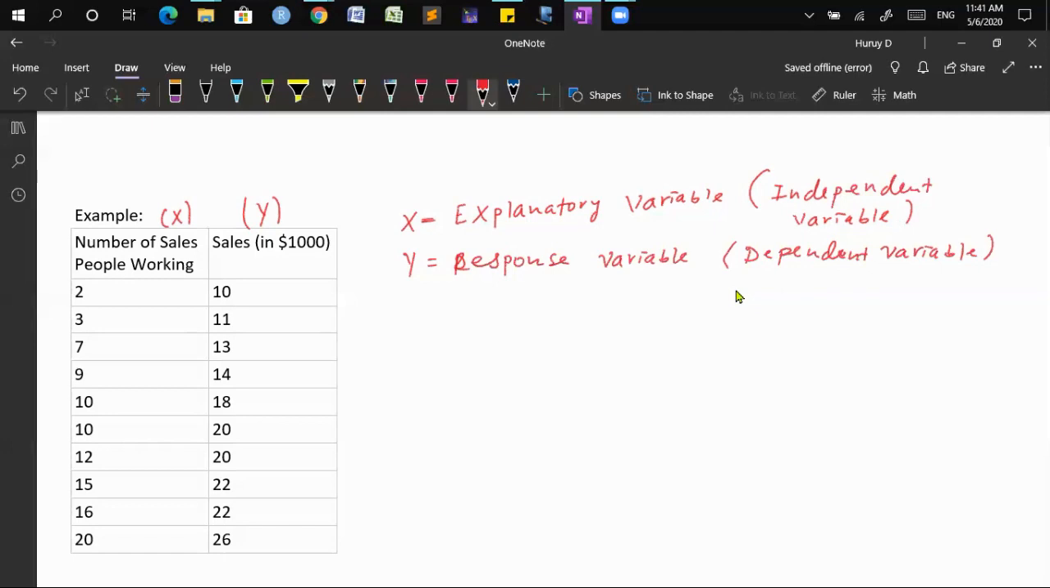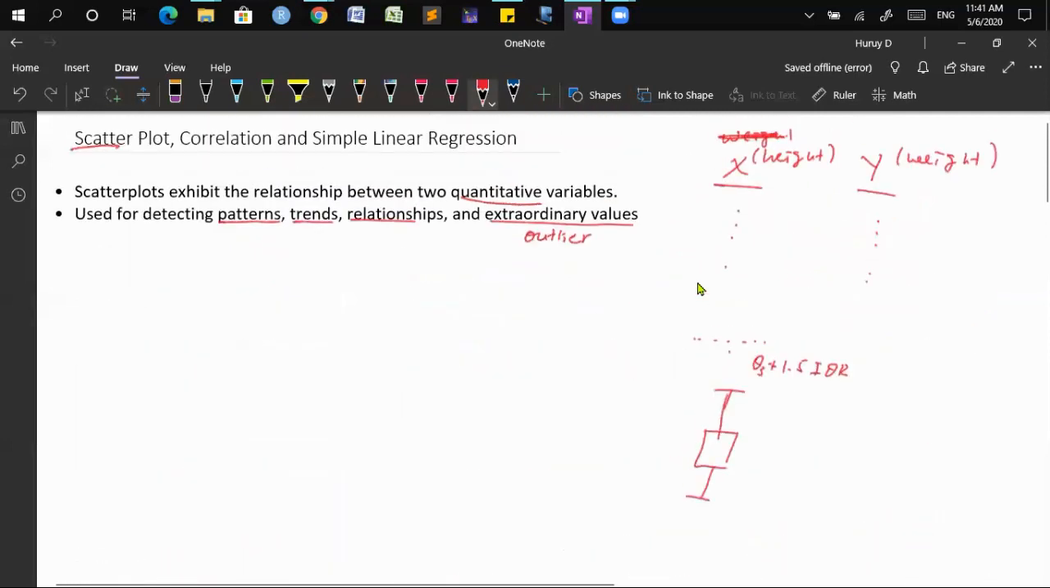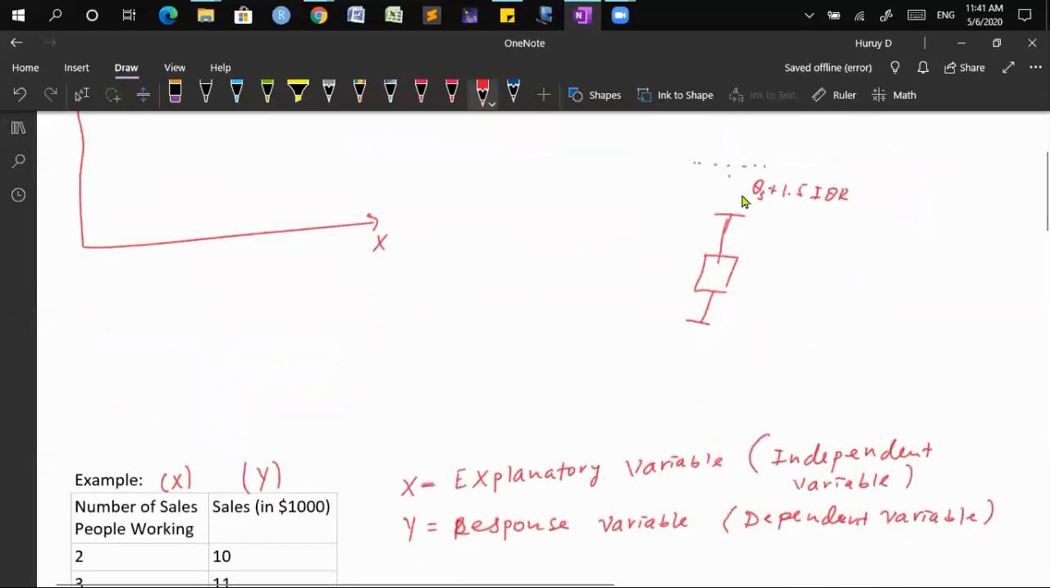Therefore, once you figure out what your X is and what your Y is, then because we're going to construct an XY plane, now we know what comes on the X-axis and what is on the Y-axis. So on the Y-axis, I will have the Y variable, and on the X-axis, I will have the X variable. And then, before we go to StatCrunch, let's just start.